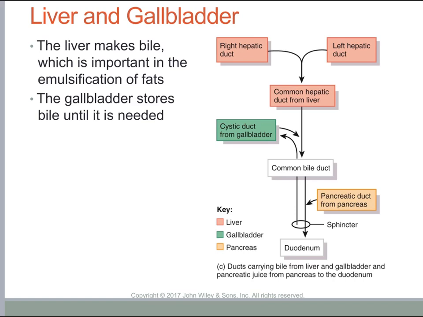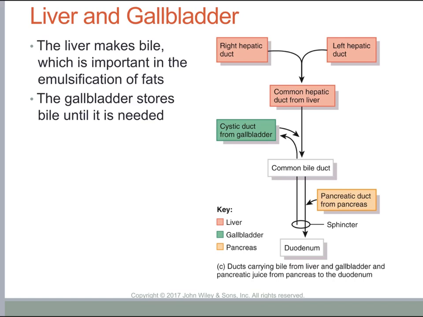A good analogy is to take a Ziploc bag, fill it with water, put a cup of oil. That oil is in huge droplets. Take that bag and shake it vigorously. You then break up those big droplets of oil into these little droplets of fat. Those little droplets, what you just did was emulsify that fat, breaking it down from bigger component into smaller components.